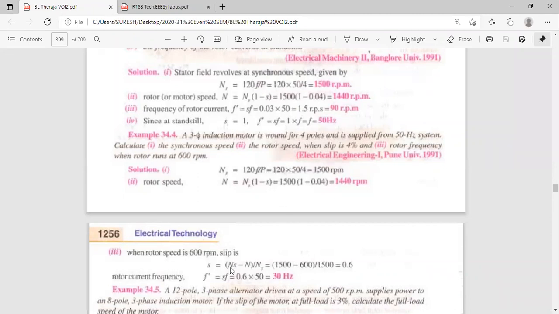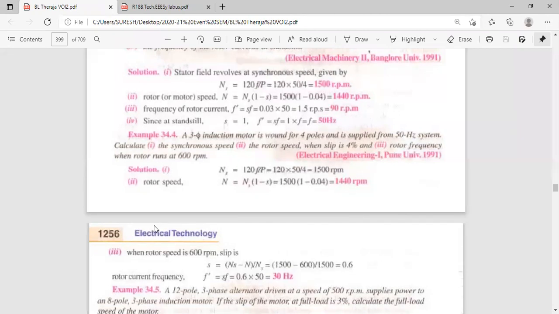We know the formula for slip: Ns minus N by Ns. Ns we have calculated here, 1500 RPM stator speed. First we are calculating slip for 600 RPM rotor speed. S is equal to Ns minus N by Ns. Ns is 1500, we have already calculated. 1500 minus 600 by 1500. We will get 0.6 as the slip.